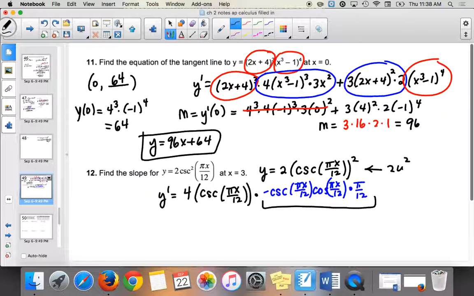Did you put the cotangent? Oh, I put cosine, didn't I? That should be cotangent. Thank you. I was busy writing everything else. All right, so then we would plug in 3. You can use your calculator to help you. These are all values that you know.